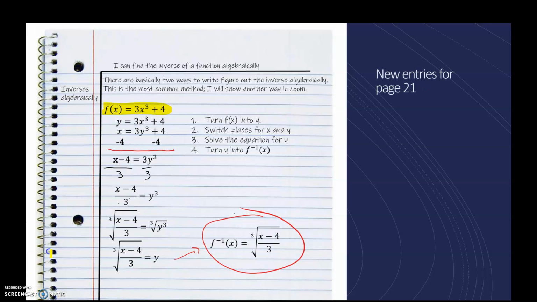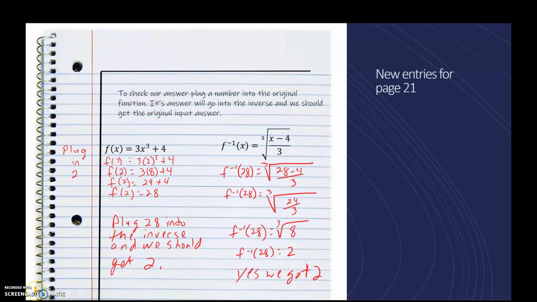And so I'm going to use my highlighter again. And so that you can see that's the inverse notation right there. All right, and then it's the cube root of (x minus 4) over 3. So now what we can do is we can check to see if this works. Like, is this actually an inverse? So what we're going to do is, I'm going to show you on the next slide. So you can pause and copy this down.